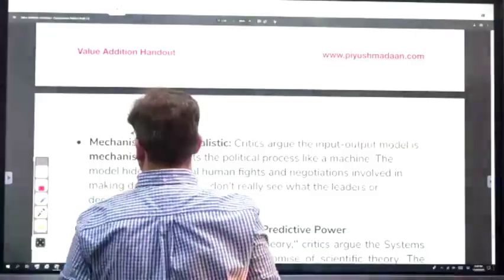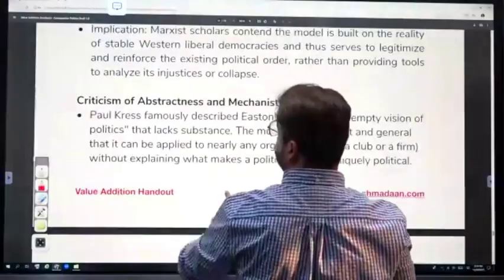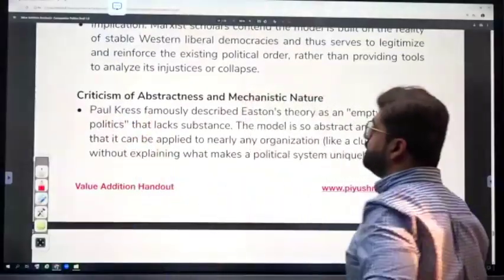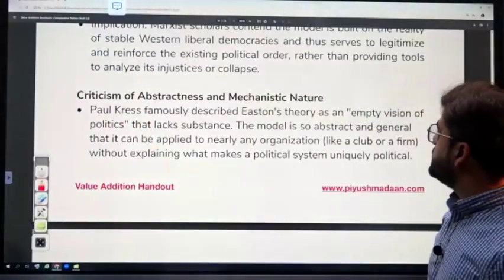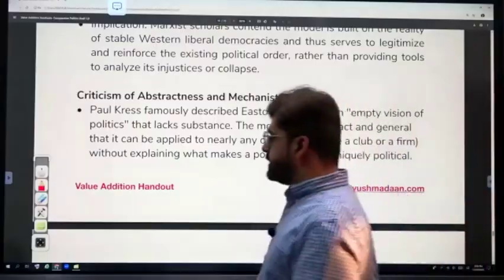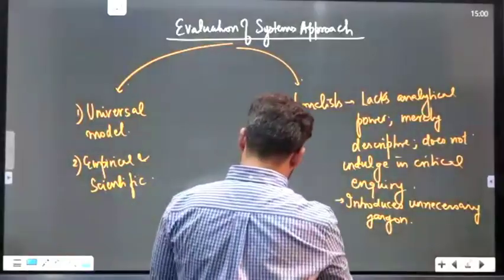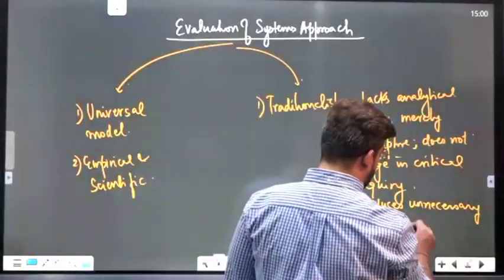Here we can introduce a thinker also. Paul Kress, he has described Easton's model as an empty vision of politics. There is nothing in it, it has just confused students.